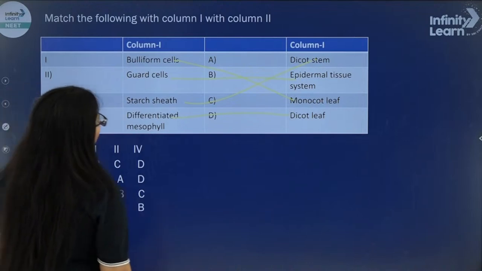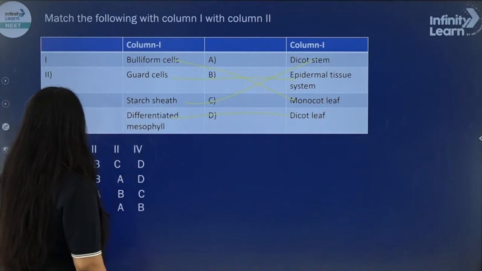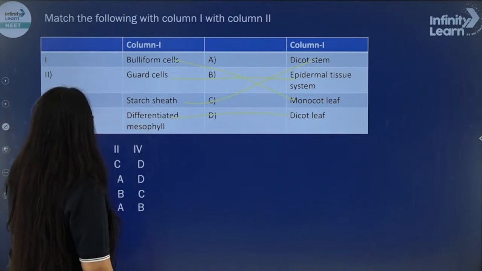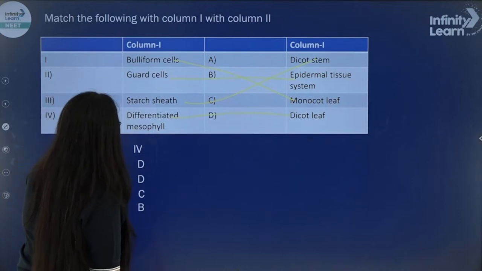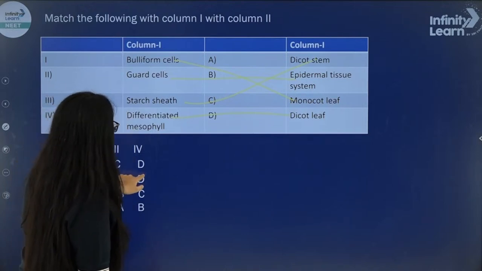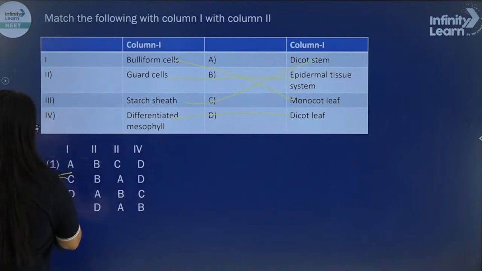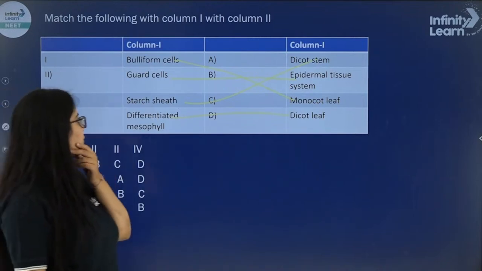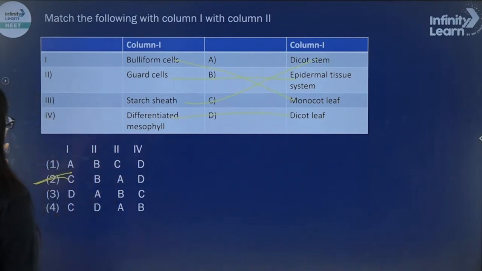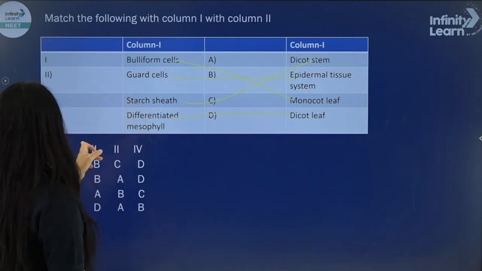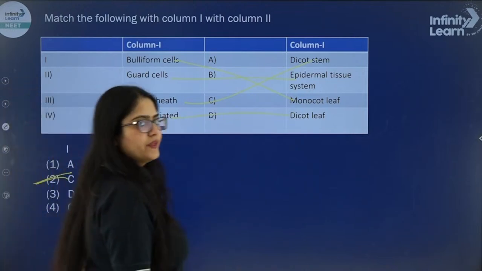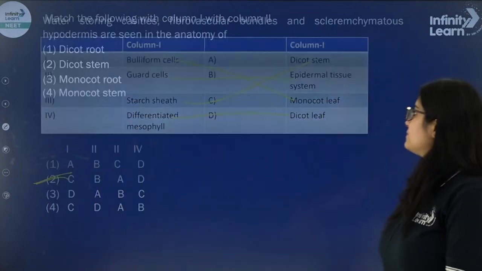So one goes with C, two goes with B, starch sheath, three goes with A, and four goes with D. So this is right, right? One with C, two with B, three with A, and four with D. Yeah. Next question, kids.